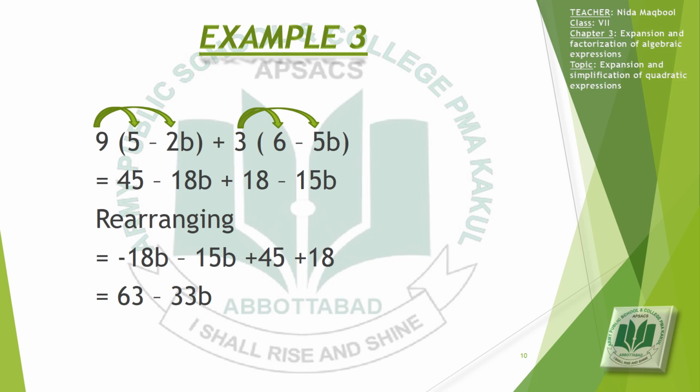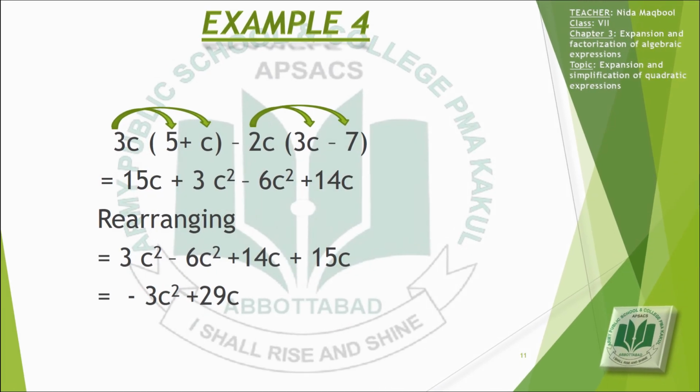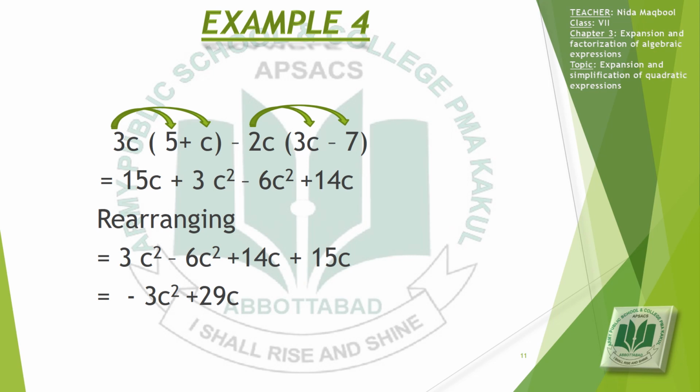This example is a more complex version of the previous one. This example is very much similar to the previous one, but in this case, a variable instead of a constant is being multiplied with the algebraic expression. 3c is being multiplied with the first algebraic expression, and minus 2c is being multiplied with the second algebraic expression. Now let's see how we can multiply them.